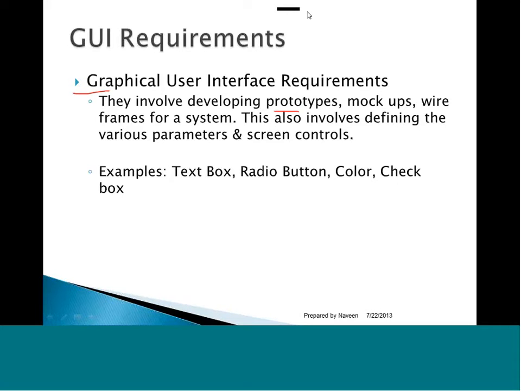A prototype is a skeletal version of any application or a model, which will give you some idea about what the end product is going to look like. Mock-ups, basically screenshots, wireframes of a system. So some of the GUI requirements can include text box, radio button, checkbox. What is the difference between a checkbox and a radio button?